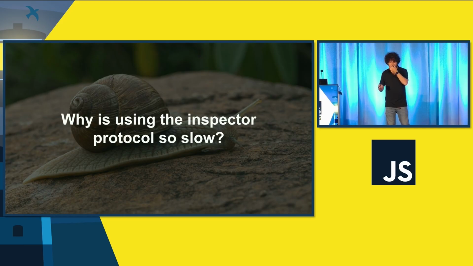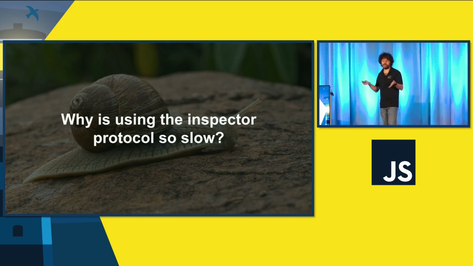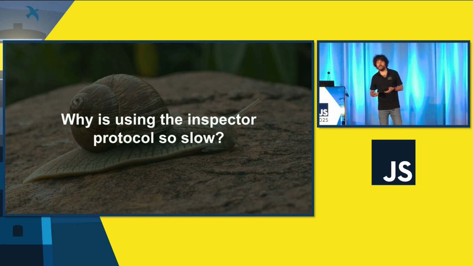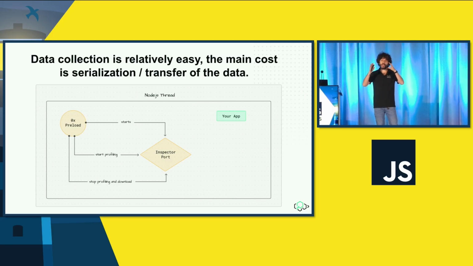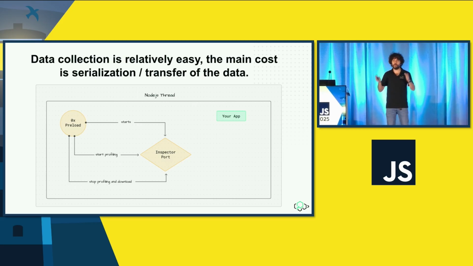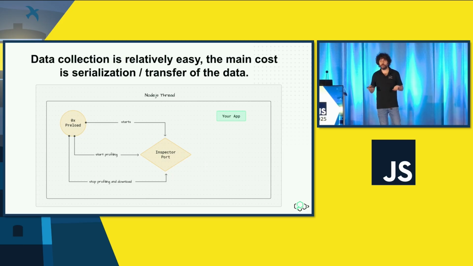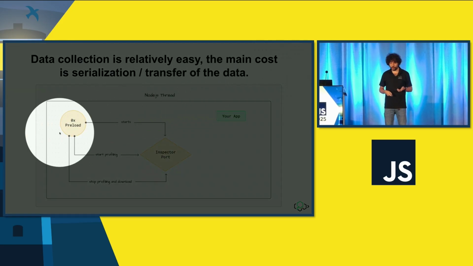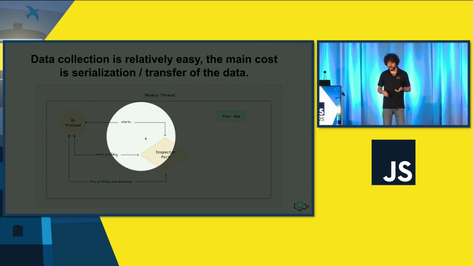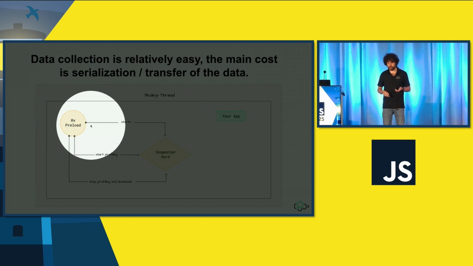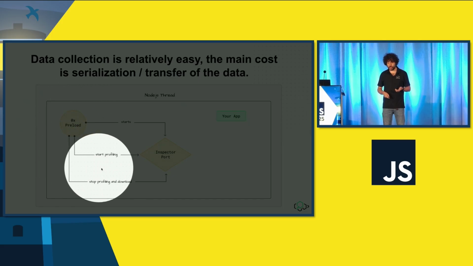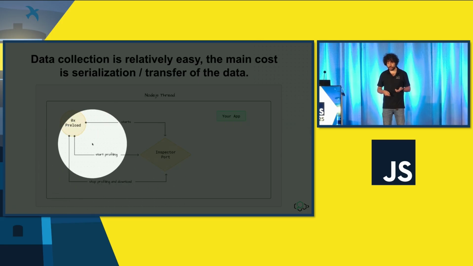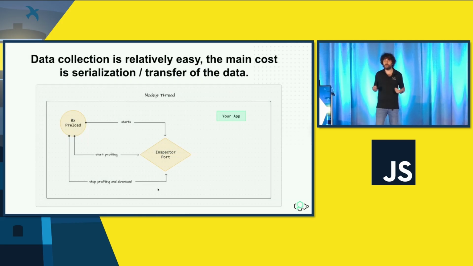By the way, why is the inspector protocol so slow? There was a nice snail that I need to put in this picture. So why is it slow? Well, if you want to capture your app using the inspector protocol, first of all you need your application to start. And when your app starts, you can inject some preload code that opens the inspector port. Then your preload needs to start profiling. And then after it's done, you need to stop profiling and download the profile.